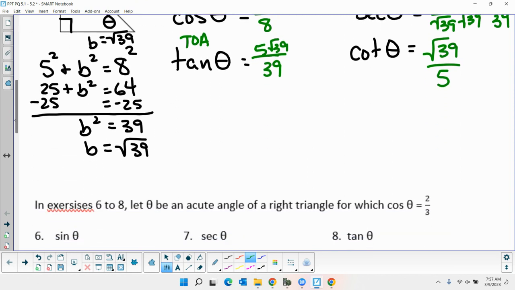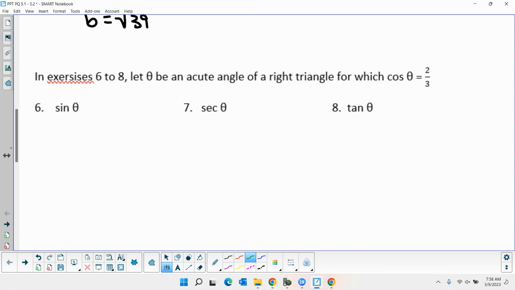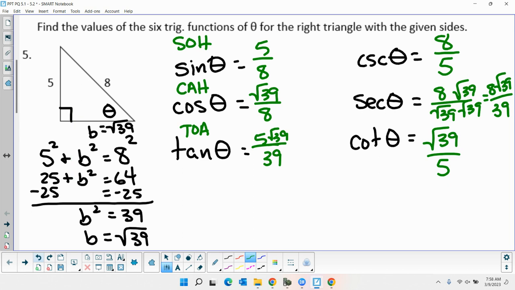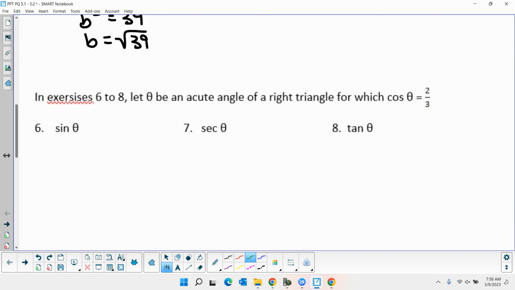6, 7, and 8, same type of problem. I spelled exercises wrong. That should be what, a C there? Oops, that was not good. All right, so they're giving us a picture of a triangle here. Make a right triangle. Put theta somewhere, either of the acute angles, doesn't matter. I like to put it down there.